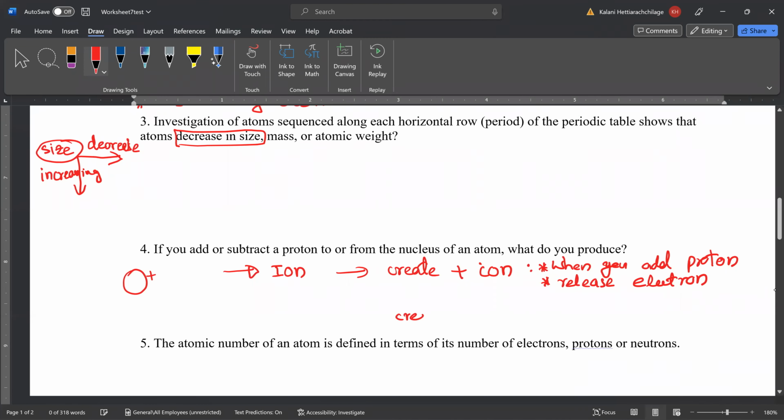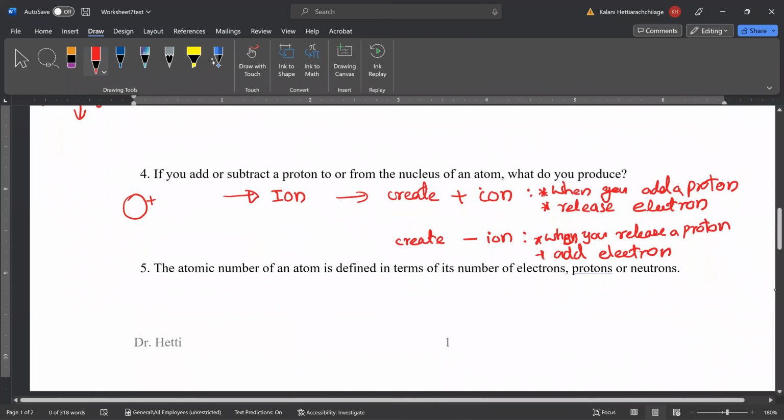Now, create a negative ion when you release a proton, or many, doesn't matter, and also when you add an electron to the atom, it will create a negative ion. That's how it will create negative and positive ions.